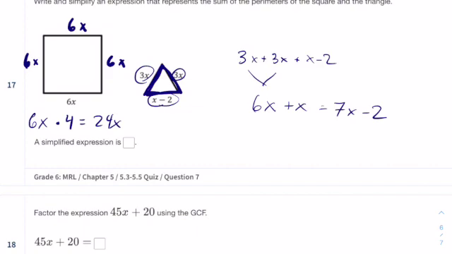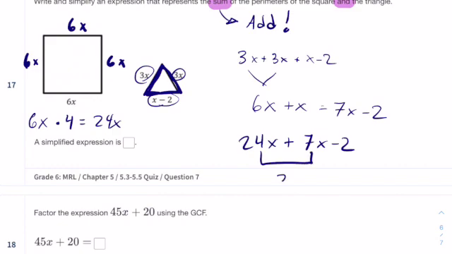So I put all the x's together for the triangle, and I put all the x's together for the square, but the whole problem tells me that I need the sum of the perimeters for the square and the triangle. So I'm going to have to put my 2 perimeters together because remember, sum means addition. It means the answer to an addition problem is what it really means. So 24x plus 7x minus 2. Now, 24x and 7x are like terms, so I can put them together and make 31x. And then the minus 2 is not a like term with anything else, so it just stays the same. So I have 31x minus 2 as my final answer.